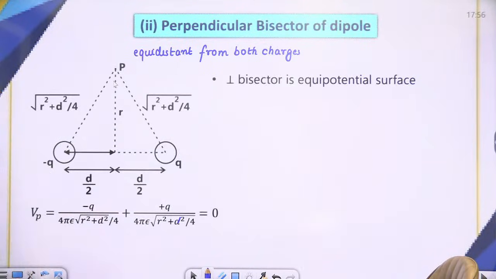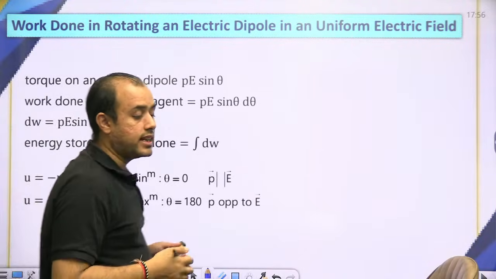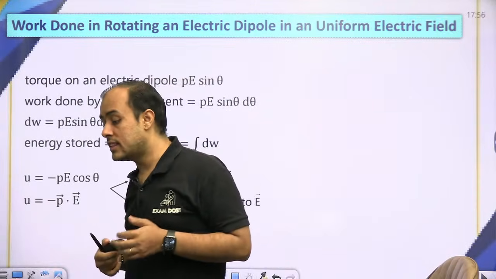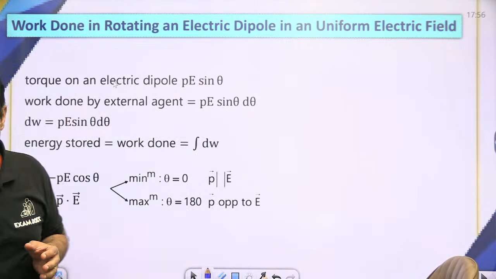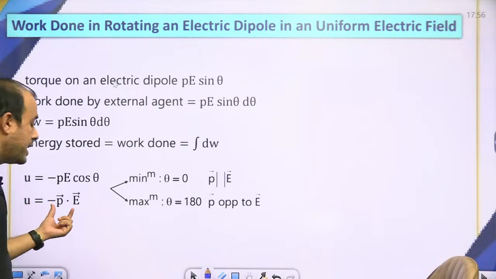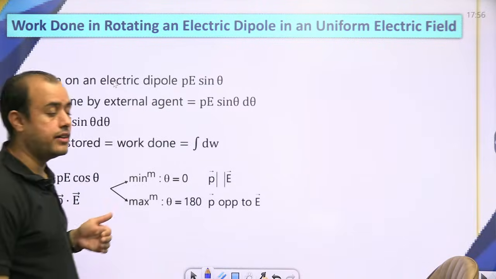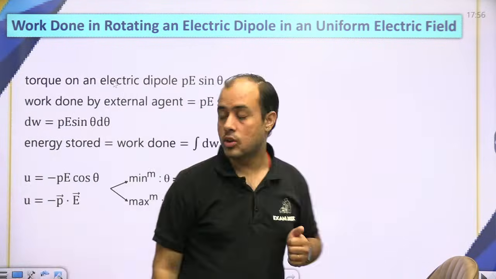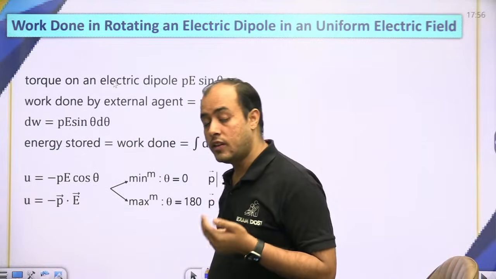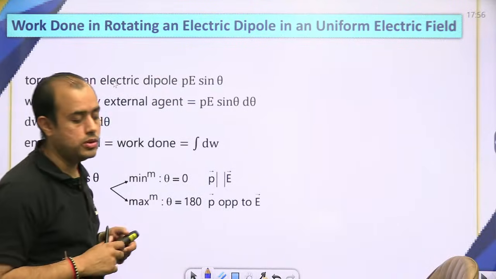Now what I was telling you, beta, is that we know that the torque on a dipole is PE sin theta. So now when the dipole rotates, because of the torque there will be work done. So work done comes out as minus P dot E or minus PE cos theta. That is the work done or the energy. So energy will be minimum when theta is 0, it will be minus PE. It will be maximum when theta will be 180. So that is P into E.